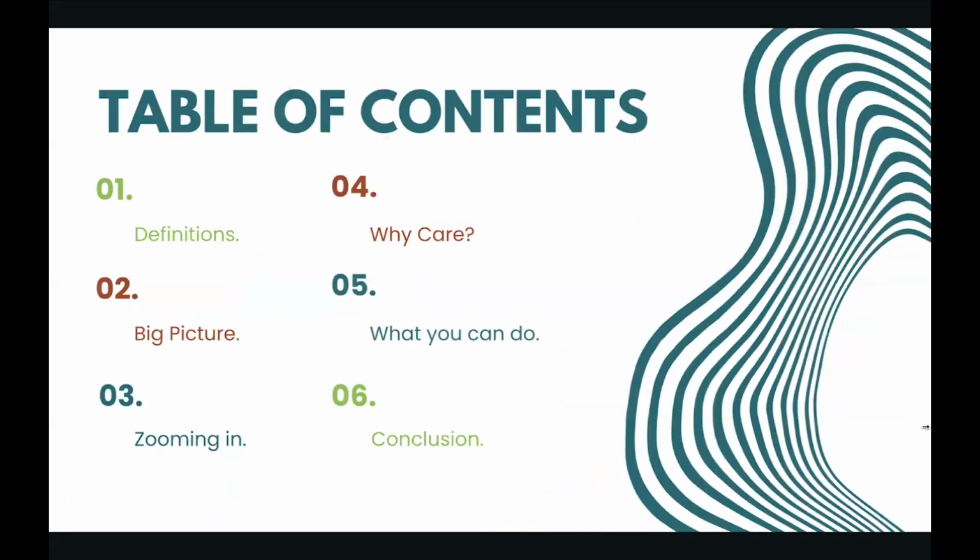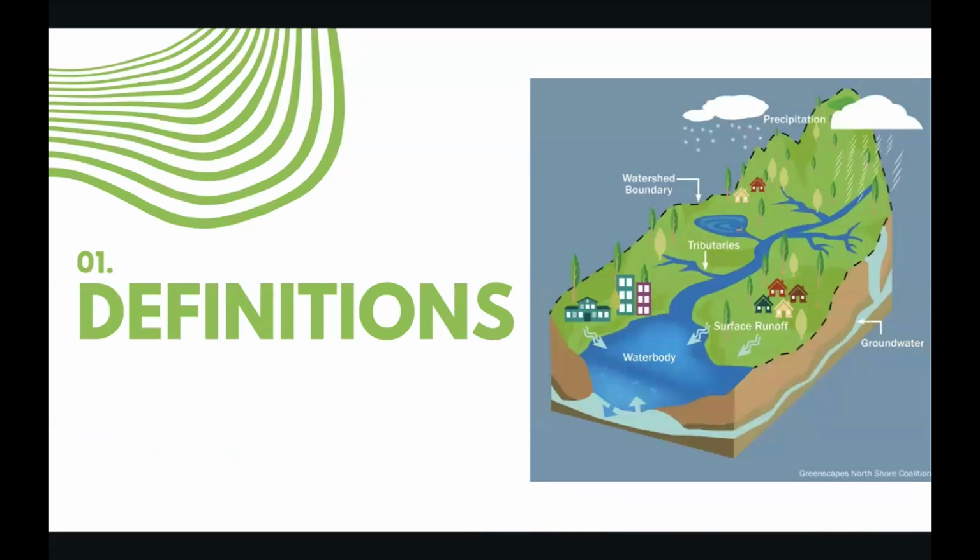Here's our plan for today. We're going to look at some helpful definitions, think about the big picture of watersheds, then zoom into the inner workings of watersheds. After figuring out what one is, we're going to ask ourselves, why should we care? It's important to see how watersheds can affect you, but more importantly, how you affect your own watershed, and that will lead us into what we can do to keep it healthy. Let's get started with our definitions.